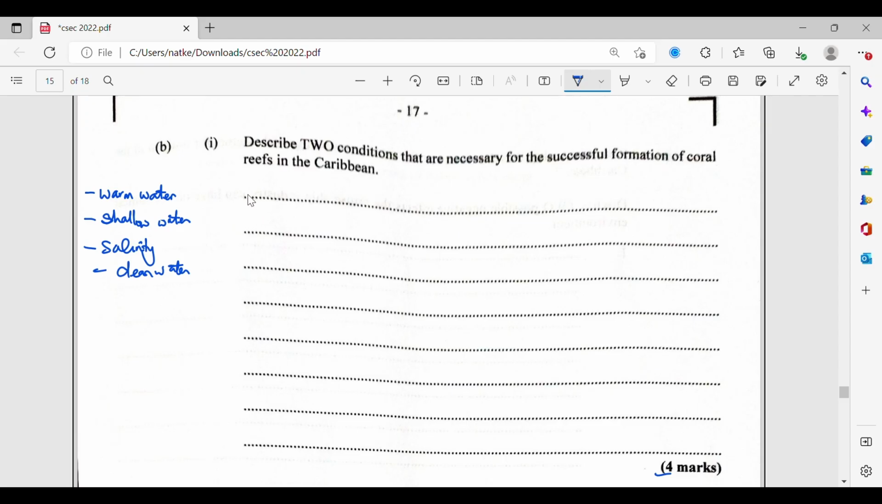So let us talk about the temperature. So coral reef, I will write it so you can see what it could potentially look like. All right.